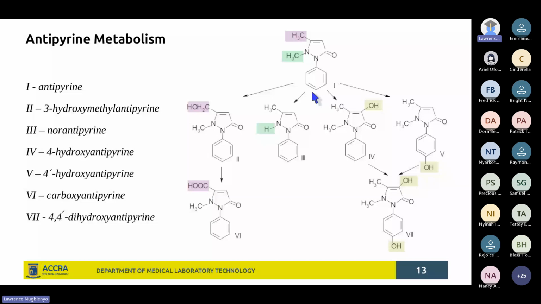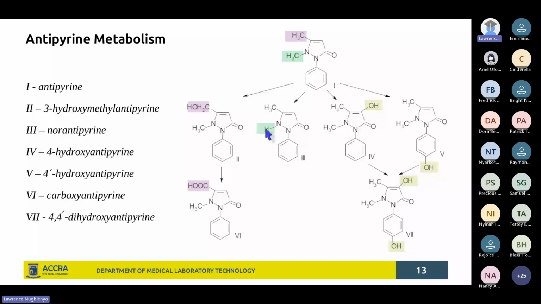Now, if you take the second pathway from the original drug, again looking at the CH3 which is on that nitrogen, you see in place of it you now have a hydrogen, which means that methyl group has been removed. It's taken away. That's a demethylation process which is occurring there, and so you have norantipyrine.